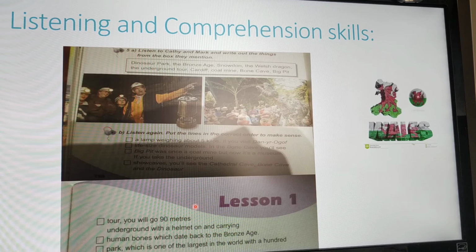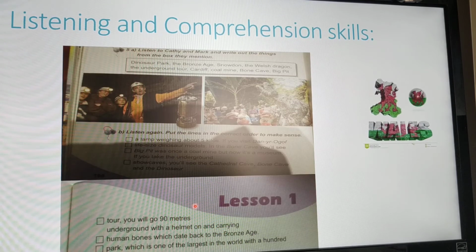Let's listen one more time. Page 198, Task 5A. Listen to Kathy and Mark.